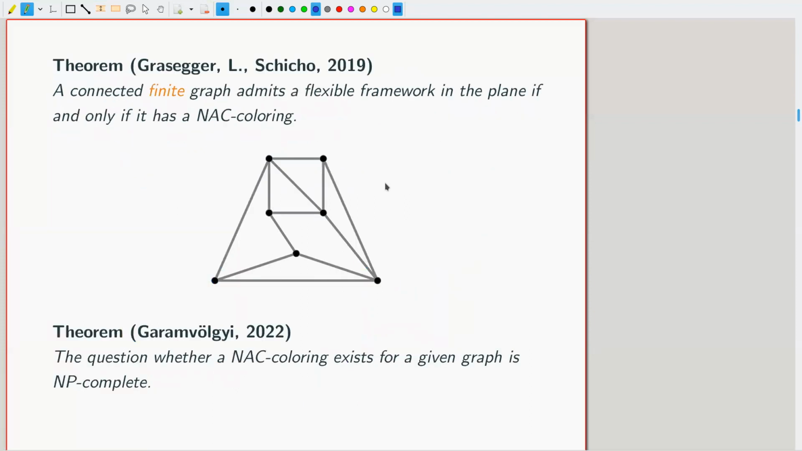So what we proved with Georg Grasegger and Josef Schicho three years ago is that a connected finite graph admits a flexible framework in the plane if and only if it has a NAC coloring. So if I can find a NAC coloring, I can construct some realization that is flexible based on that NAC coloring, and the other way around. So now we can check using this theorem whether the graph I gave you at the beginning admits such a NAC coloring, equivalently whether it admits a flexible realization.